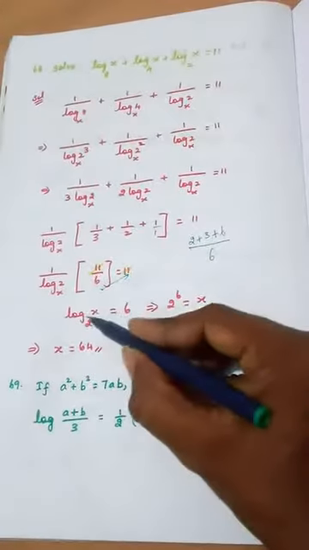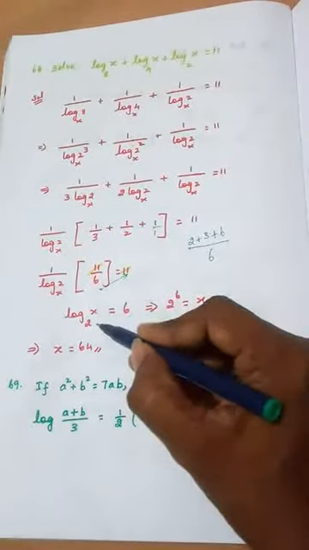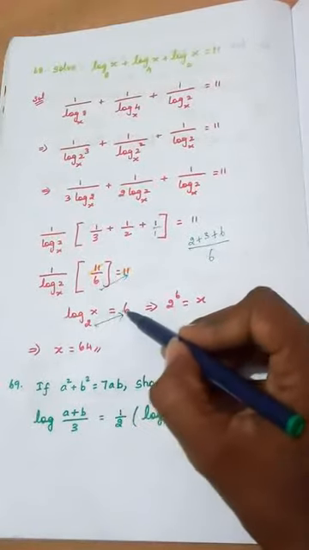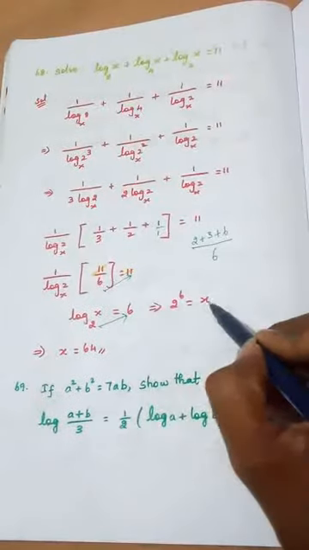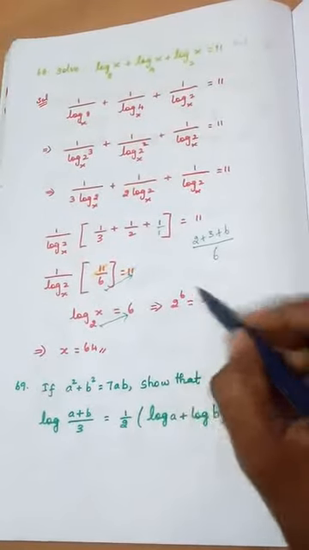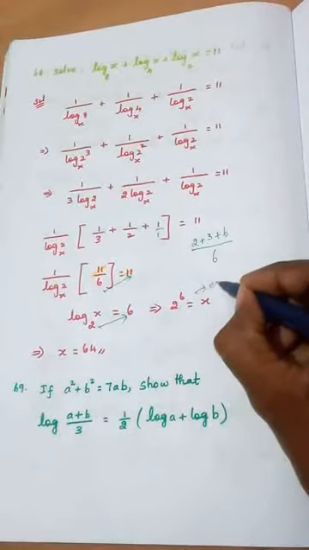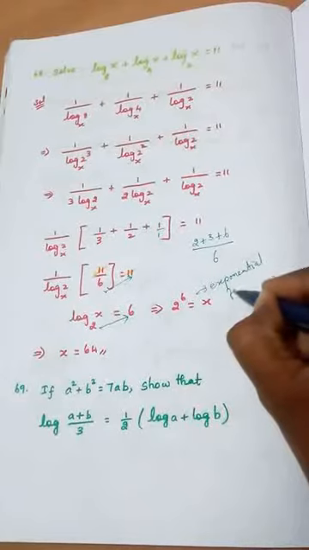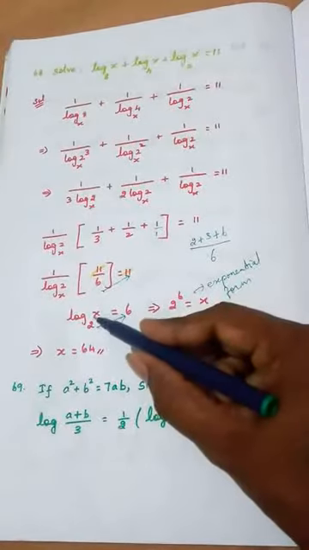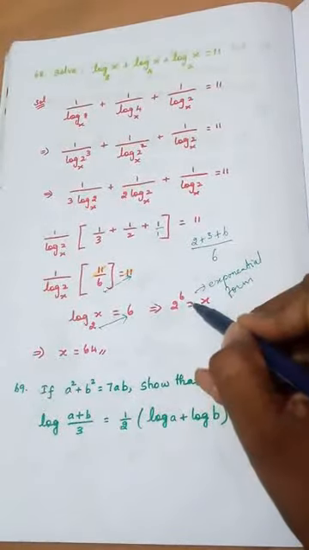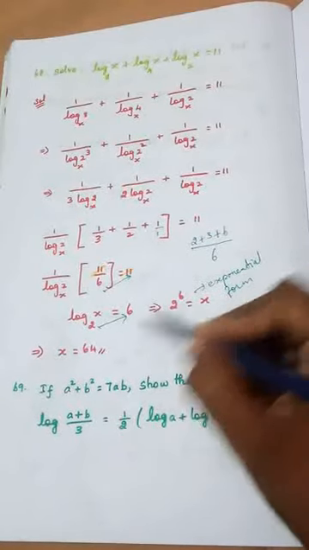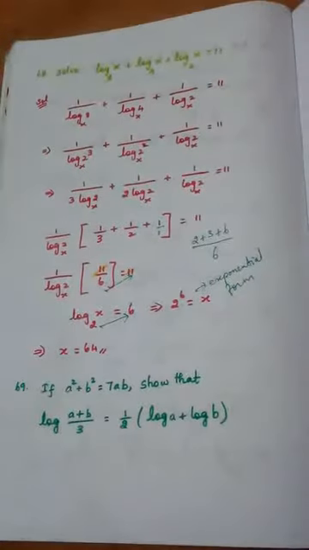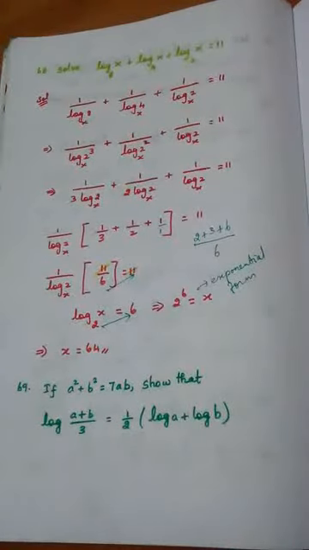So just convert this logarithmic form to exponential form. What we have to do? Put an arrow mark like this. 2 to the power of 6 equal to x. So this is nothing but exponential form. Logarithmic form is converted to exponential form. You know very well 2 power 6 means 64. So x value is 64. So we got the answer here. Passing on to the next sum.